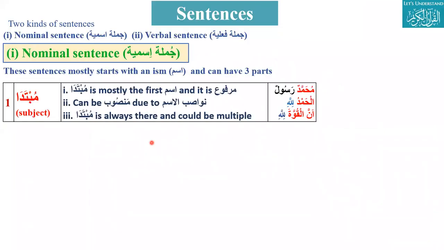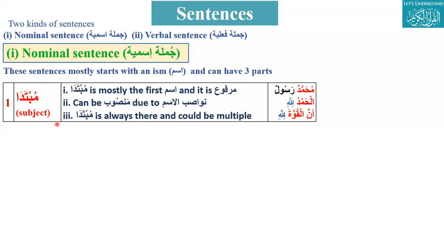So we are going to start. Yesterday we discussed that there are 2 types of sentences. One is nominal sentence and second is verbal sentence. So today we are going to start with the nominal sentence, jumla ismiya, which starts with an ism, a noun. Whenever there is a jumla ismiya, there will be 3 parts actually.